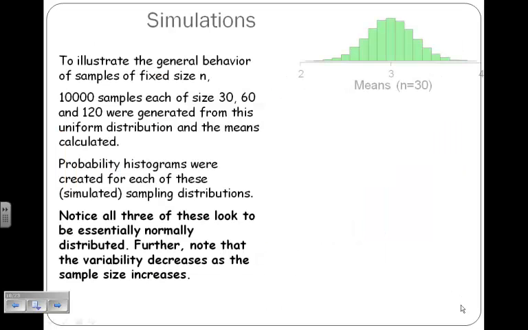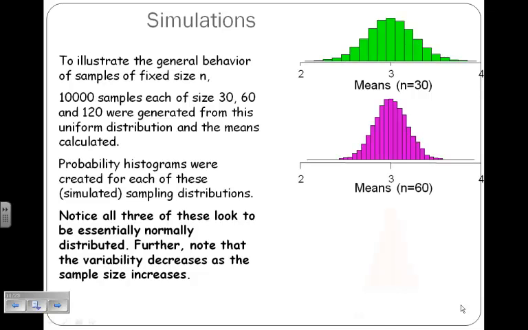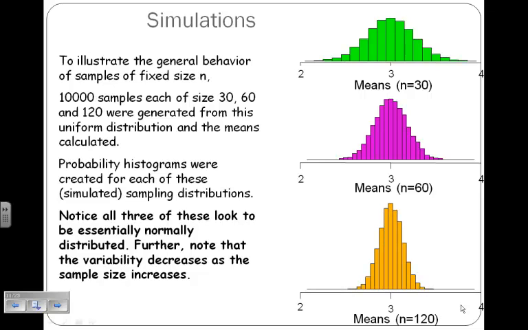If we're talking about simulations, we use simulations to illustrate the general behavior of samples of fixed size. So say we took 10,000 samples. The top green one is sample size 30, the middle purple is size 60, and the bottom yellow is size 120. They're generated from a uniform distribution, and they calculated the means each time, and then each mean is graphed on the histogram. Probability histograms will be created for each of these distributions. Notice that all three of them are essentially normally distributed. Further, the variability decreases. You want to pay attention to that.